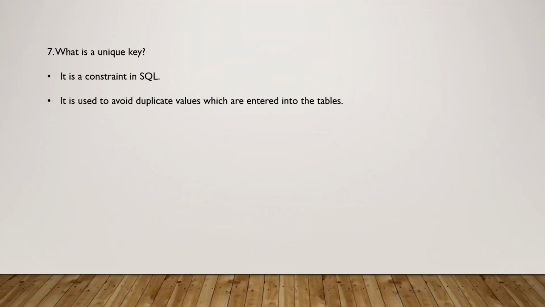What is a unique key? Unique key is a constraint in SQL. It is used to avoid duplicate values being entered into the tables.